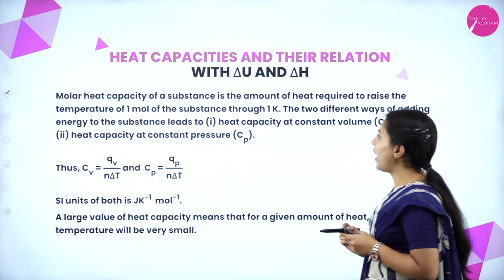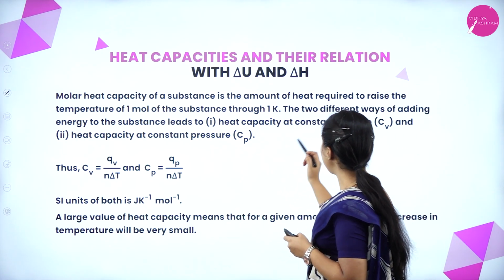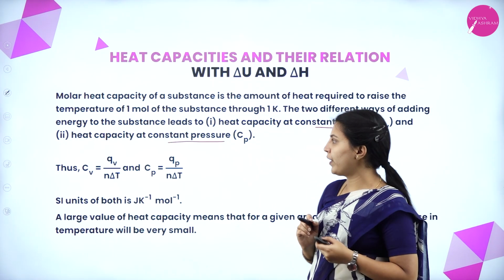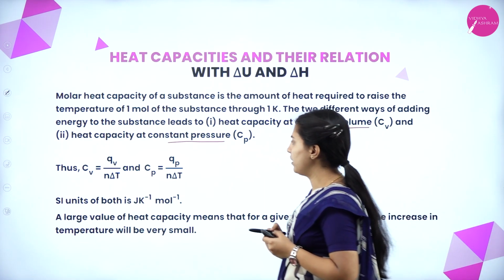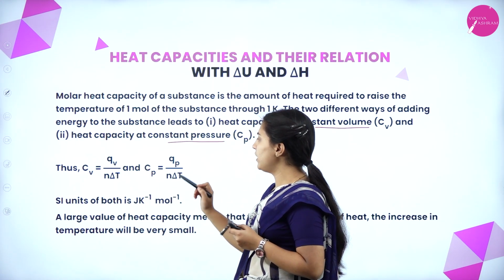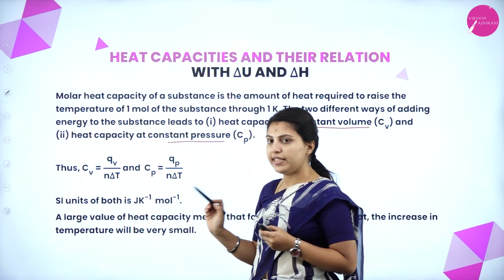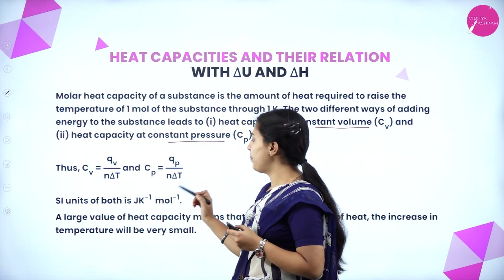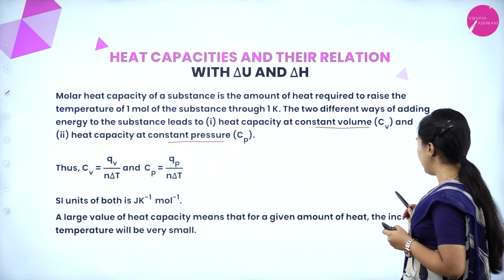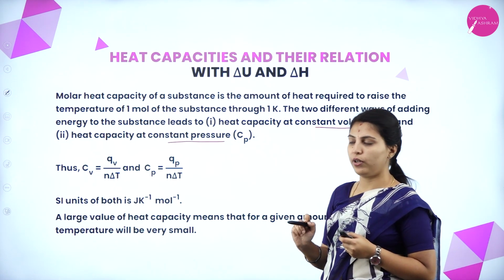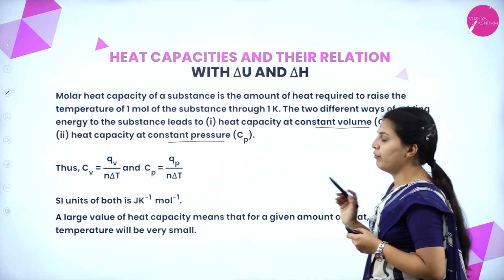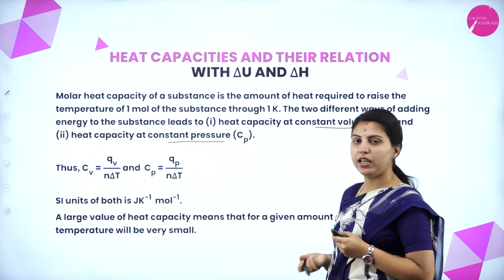The two different ways of adding energy to the substance lead to heat capacity at constant volume and heat capacity at constant pressure. There are two ways in which adding energy can be done. See here, constant volume: Cv equals QV by n delta T, constant pressure: Cp equals QP by n delta T. The SI unit of both is joules per Kelvin per mole. A large value of heat capacity means that for a given amount of heat, the increase in temperature will be very small.